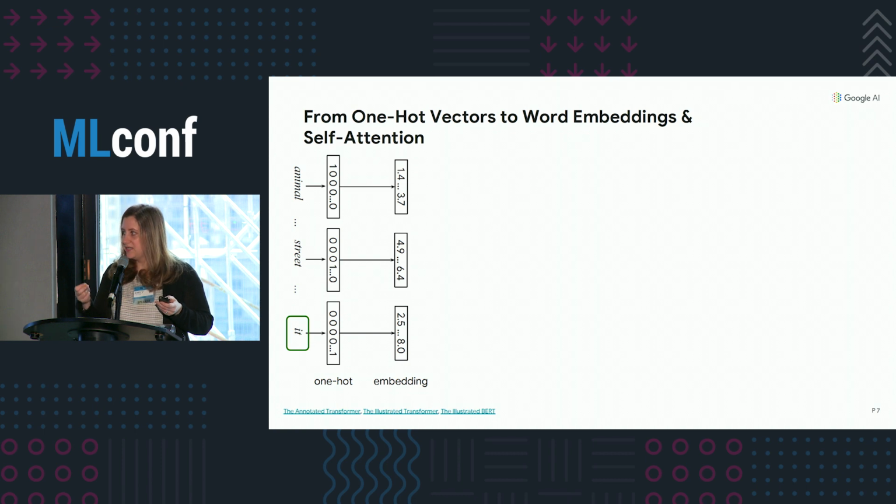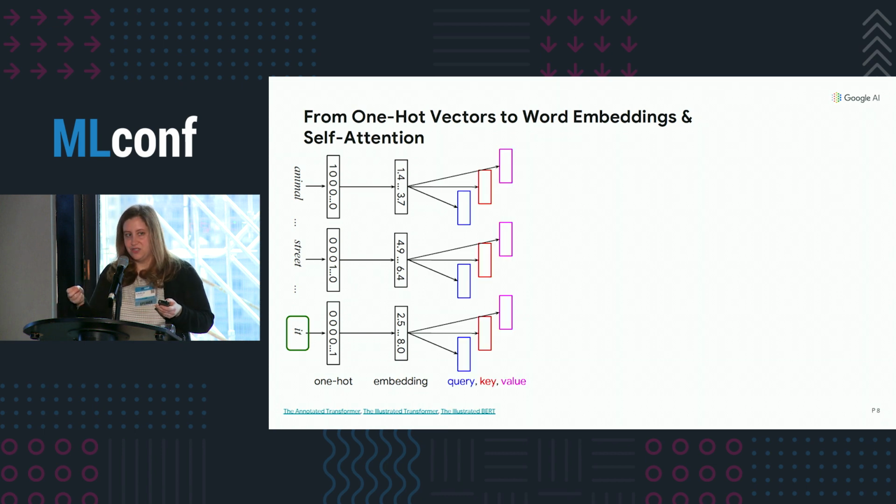I want the word it to now depend on the surrounding context. So what I'm going to do is take this word embedding vector and project it in 3 different ways, and I'll show you how these are used. From the word embedding vector, I'm going to create 3 different vectors, a query, a key, and a value, that'll be used to create the contextual representation. So the query is basically, what am I looking for? What should I be attending to?